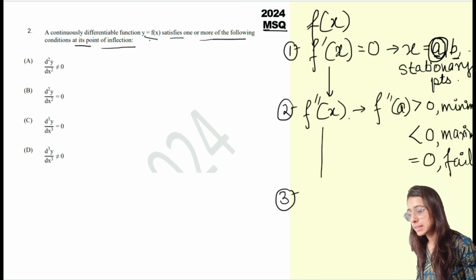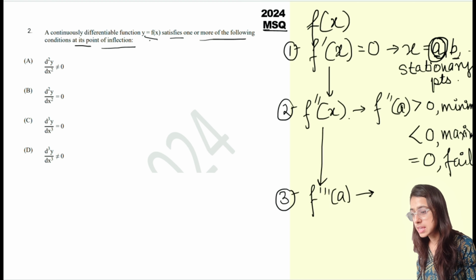तो third step में हम लेते हैं triple derivative. That is the third derivative of the function f of x. Now यहाँ पर हम A डालेंगे. So if this is equal to 0, then we will say again the test fails.